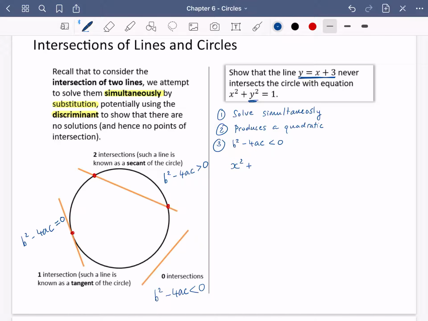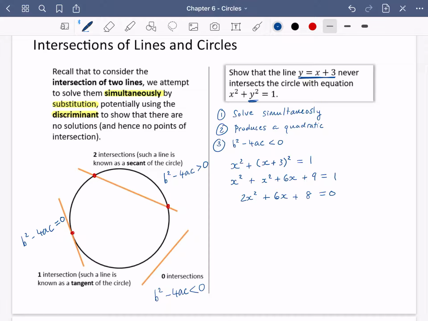So it's going to be x squared plus y squared. Well, y is x plus 3, so it's going to be x squared plus (x plus 3) squared is equal to 1. And I'm just going to do some bracket expanding. So I've got 2x squared plus 6x plus 9 equals... oh, doesn't equal 0, does it? My mistake. It equals 1. And that is going to be 2x squared plus 6x plus 8 equals 0. Now, what you might be tempted to do is just to put this into your equation solver and to show that it doesn't have any solutions.